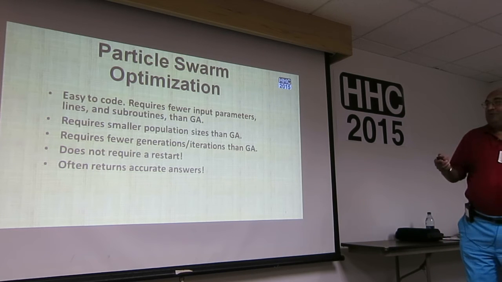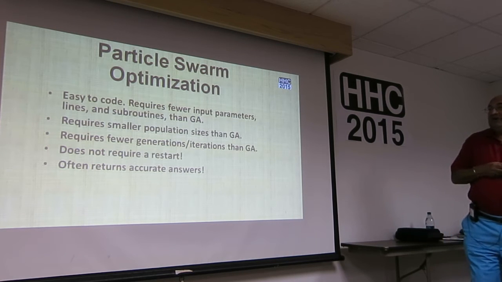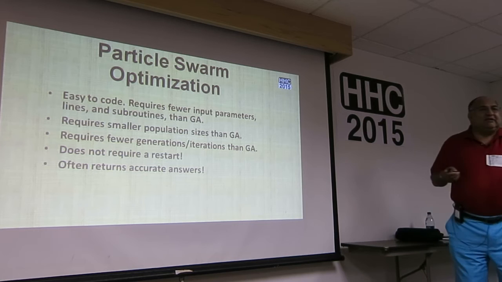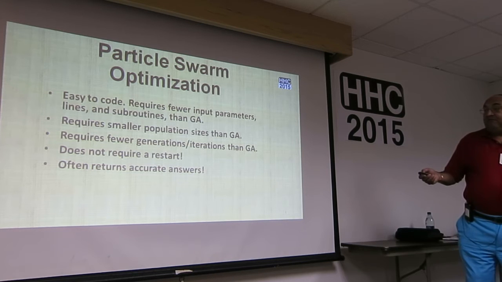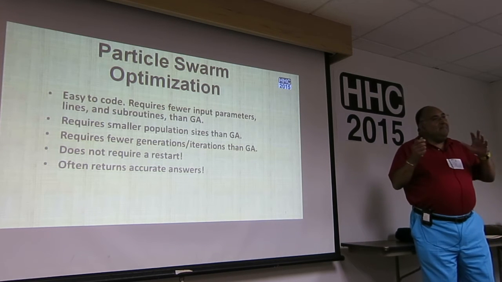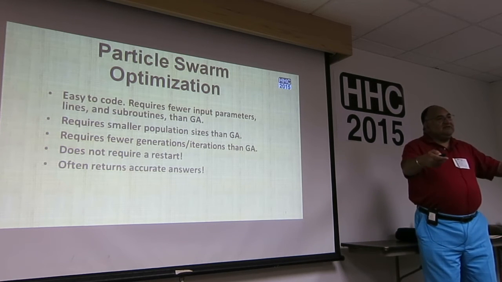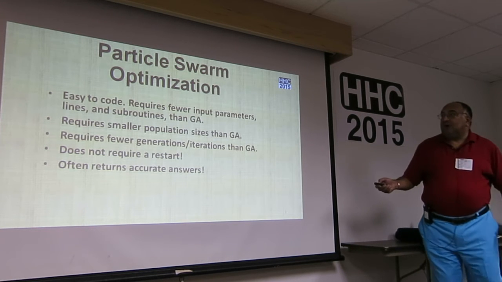Particle swarm optimization is easy to code, and requires fewer input parameters and subroutines than genetic algorithms. It requires smaller population sizes than GA, and fewer iterations than GA, and does not require a restart unless you're really dealing with a very, very difficult problem. And it often returns accurate answers. GA usually takes you to the neighborhood of the optimum, and maybe a hill climbing step is needed to polish the answer. Not so with particle swarm optimization.